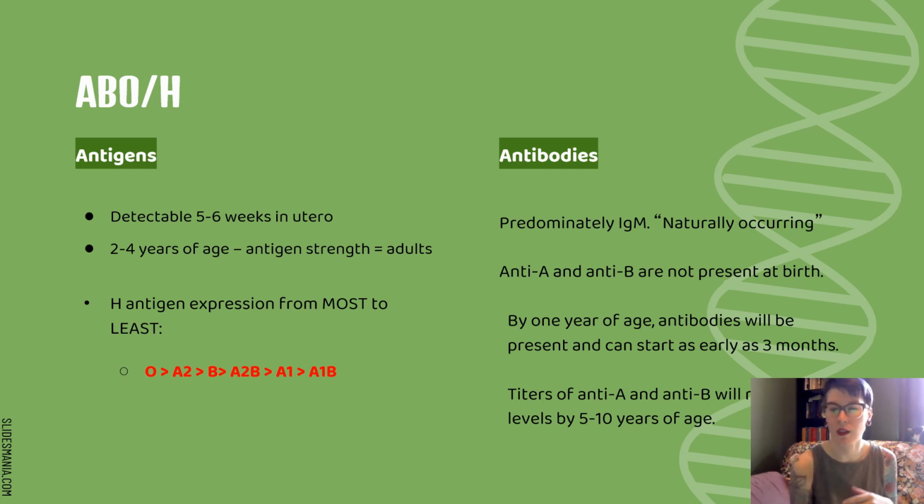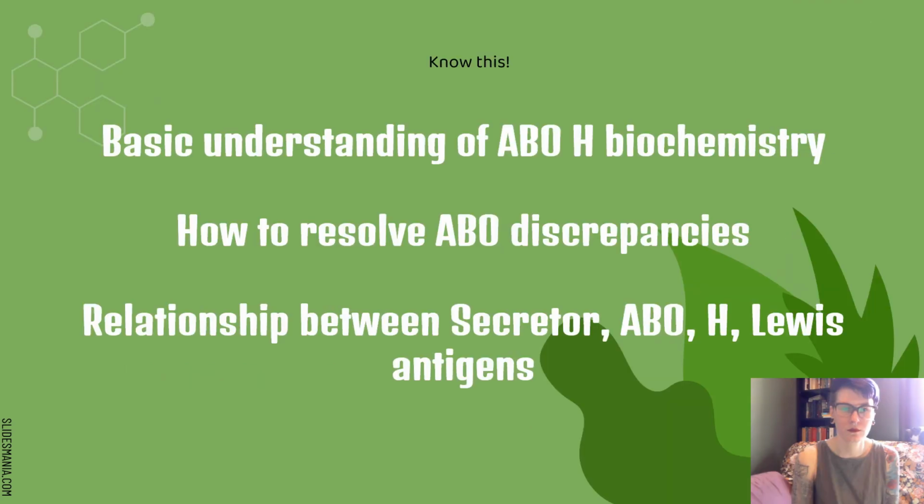And the antibodies are normally present around 3 months to 1 year, but they don't reach full adult titers until 5 to 10 years of age. So when you're studying for the ASCP exam, remember you will need to have a basic understanding of the ABO biochemistry. You'll need to know how to resolve ABO discrepancies, and you'll need to know the relationship between secretor, ABO, H, and Lewis antigens.